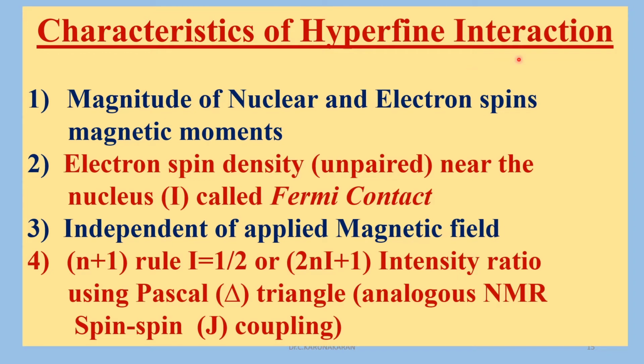What are the important characteristics of hyperfine coupling? It is similar to spin-spin coupling. It depends on the magnitude of nuclear and electron spin magnetic moments, and the electron spin density near the nucleus, because the electron spin couples with the nucleus, called the Fermi contact term. Similar to the J value, the A value is independent of applied magnetic field. It obeys the n plus 1 rule. If I equal to 1, then 2nI plus 1. It is similar to spin-spin coupling. The intensity ratio is given by Pascal's triangle.